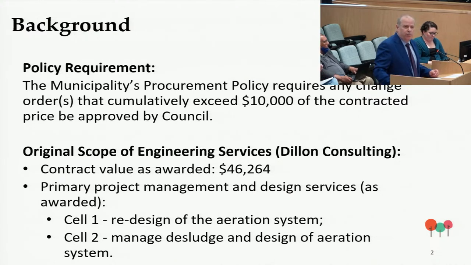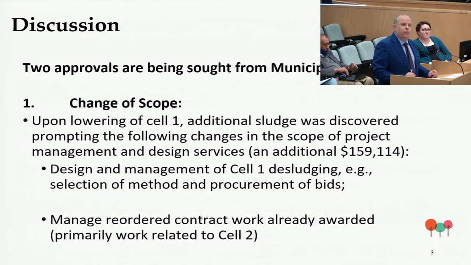This particular presentation deals with engineering services for the regional plant that we've been going through. The original scope of service is on the first slide here. We awarded the contract to Dillon Consulting for $46,264. It primarily related to the redesign of the aeration system in cell 1 and cell 2 to manage the desludge and the design of the aeration system. So we're here this evening seeking change orders because of what was discovered earlier this year that Mr. Dondale went over, with the excessive amount of sludge in cell 1 and the need to change from geotubes to a centrifuge operation. So we're seeking two approvals.